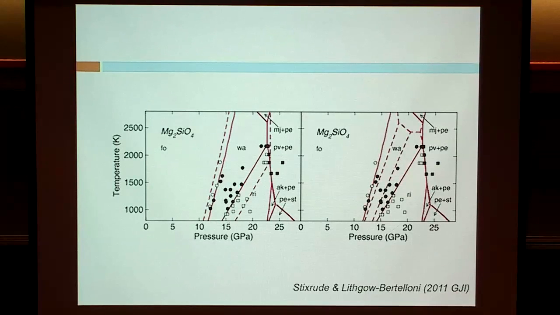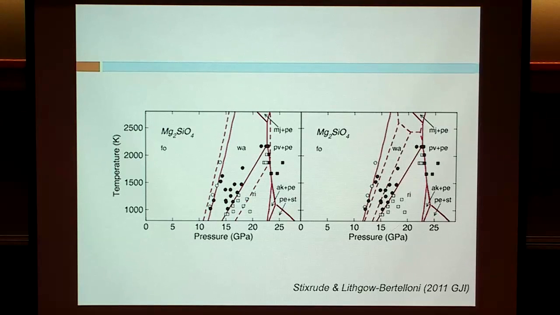So what we're doing here is we're taking experimental measurements of phase equilibria in the Mg2SiO4 system. Open circles are observations of Forsterite being stable. Closed circles where Wadsleyite is stable. These open squares where Ringwoodite is stable, and so on. And we're inverting these for the reference free energies of the phases and for their characteristic vibrational frequencies.